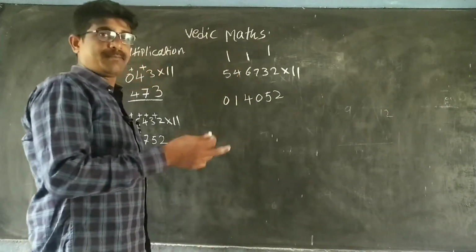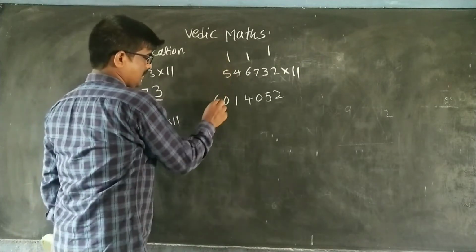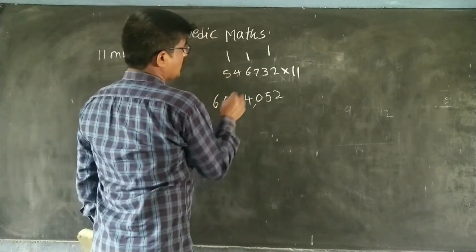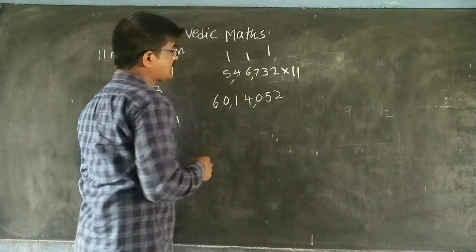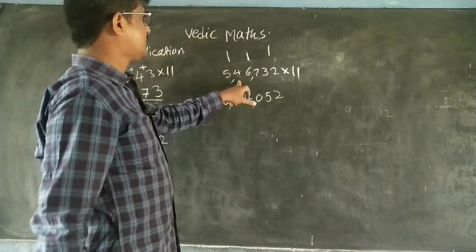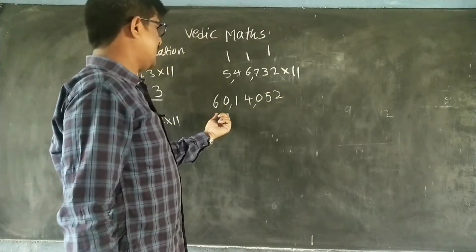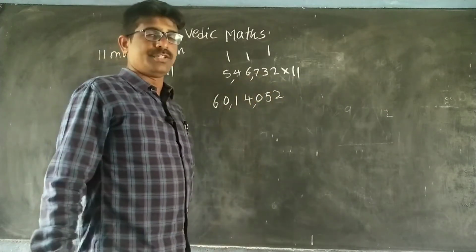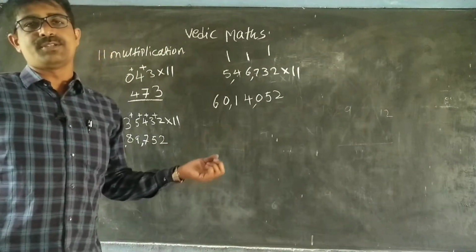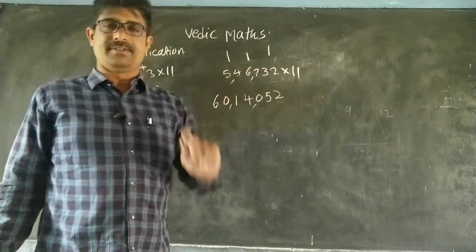So this is mandatory. Next, 5 plus 1 is 6. So 5,46,732 multiplied with 11 gives you 60 lakhs 14,052. This is the easy way to multiply with 11.